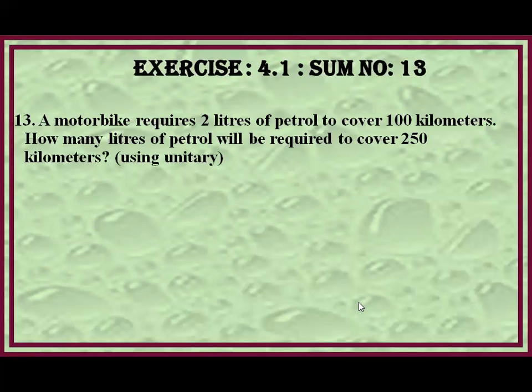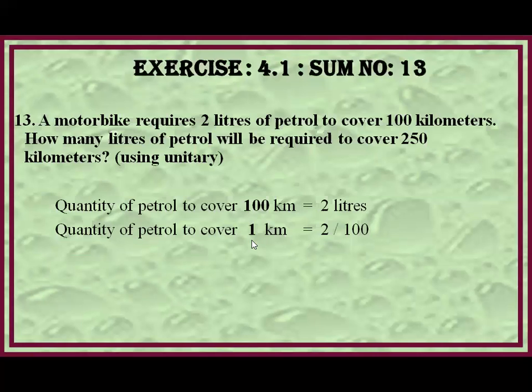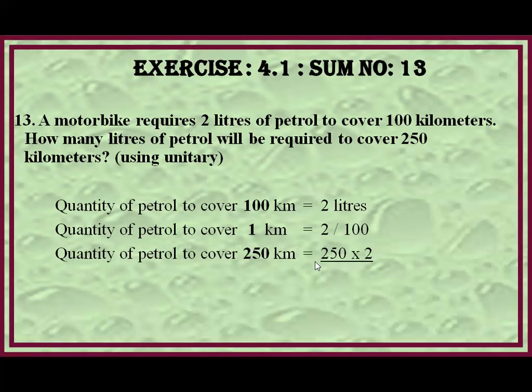A motorbike requires 2 liters of petrol to cover 100 kilometers. How many liters of petrol will be required to cover 250 kilometers? So quantity of petrol to cover 100 kilometers is 2 liters. So quantity of petrol to cover 1 kilometer, because in the unitary method we have to get it for 1, is 2 divided by 100. So quantity of petrol to cover 250 kilometers is 250 into 2 by 100. So you get 5 liters of petrol.